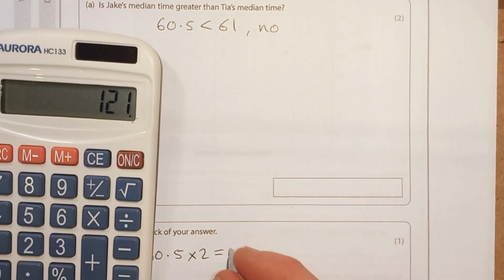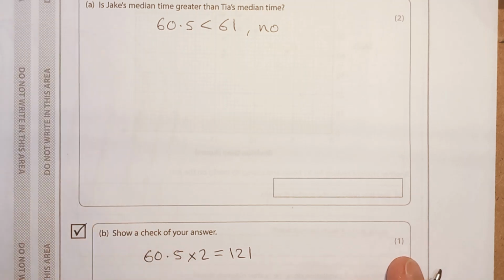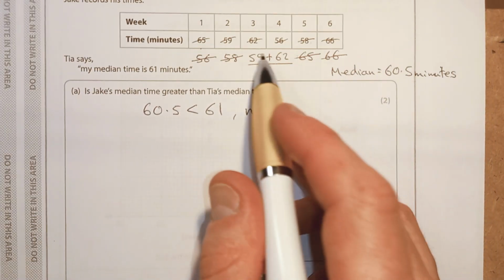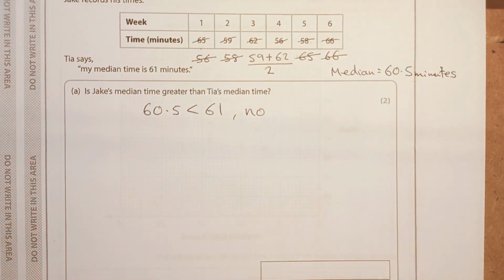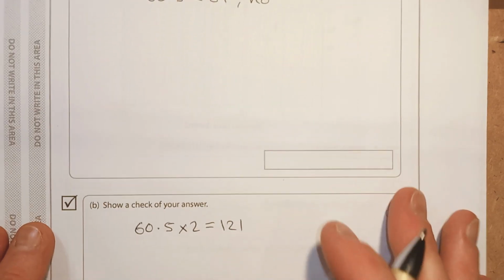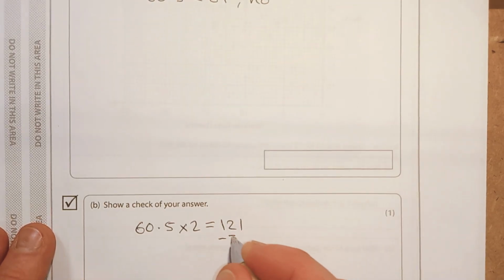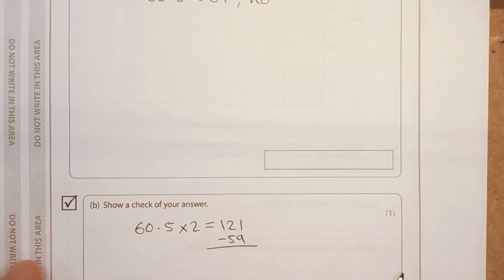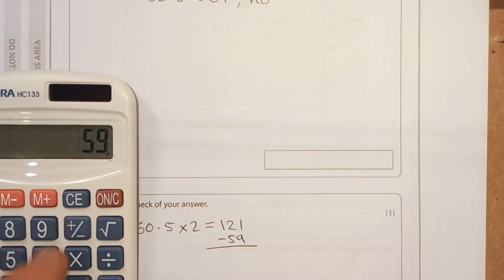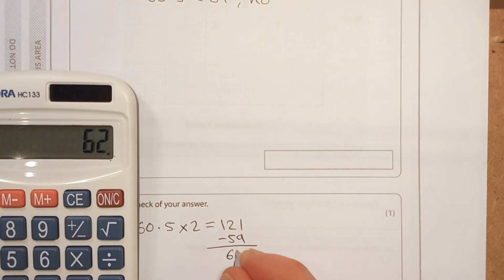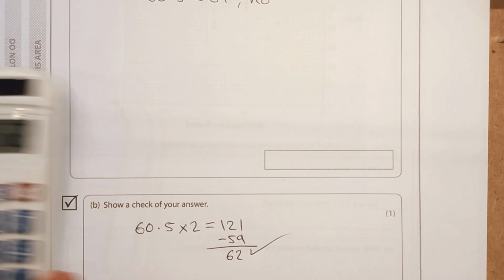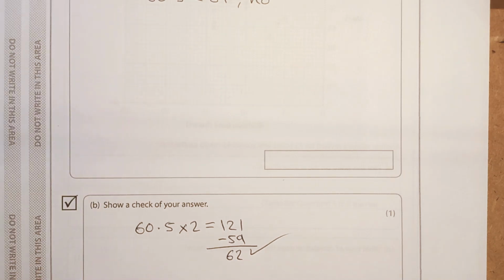Which takes us back to 121, which is what you get from adding 59 and 62 together. I suppose what we could do is then take away 59 to check we get back to 62. So that would be a sort of nice full check there.